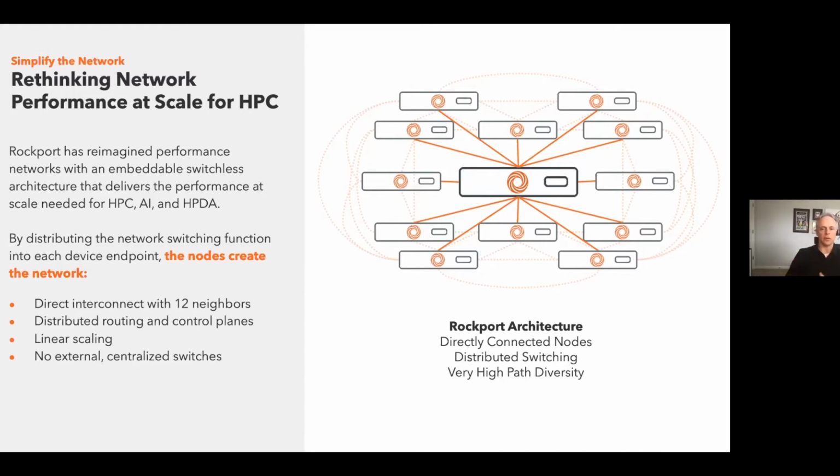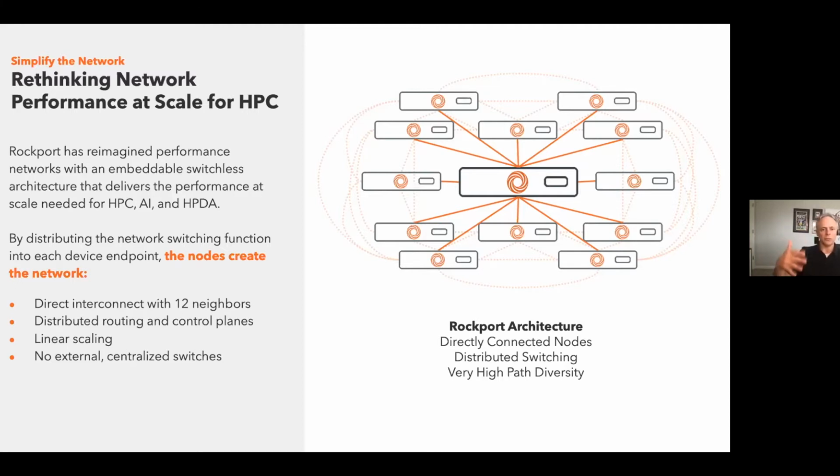And so what we've done is we've taken this technology and we put it onto a network card. That network card actually has all of the functionality of a switch, and it allows us to completely distribute the routing and control planes to every single node in the cluster. Then we do basically a passive optical interconnect to where we directly connect that node with 12 other nodes. And then those 12 nodes directly connect with 12 other nodes, which allows us to do a very distributed switching environment with extremely high path diversity.